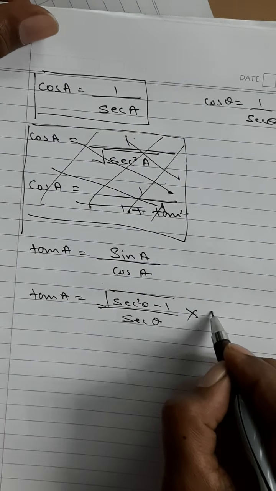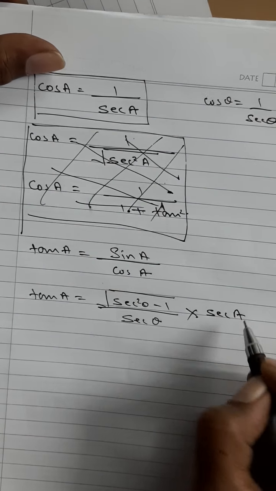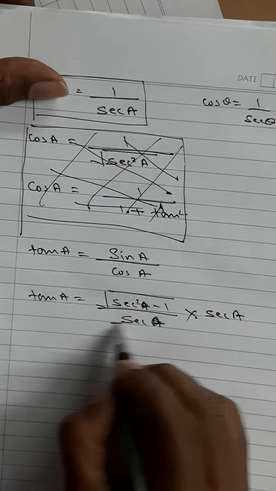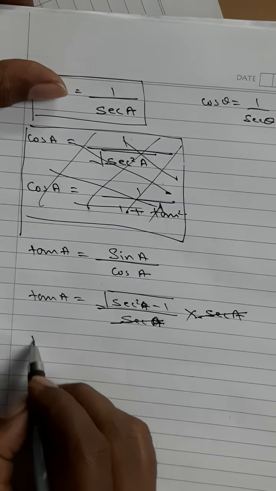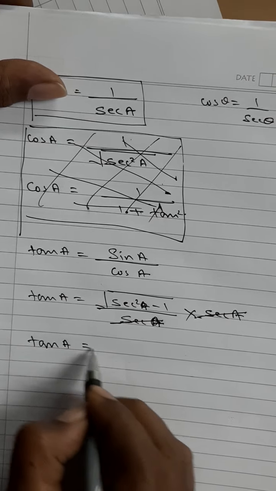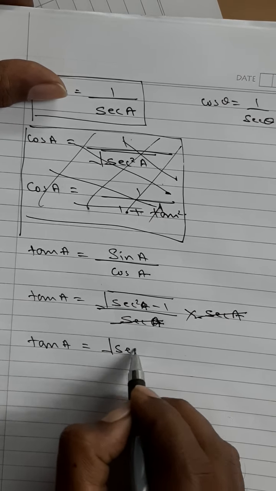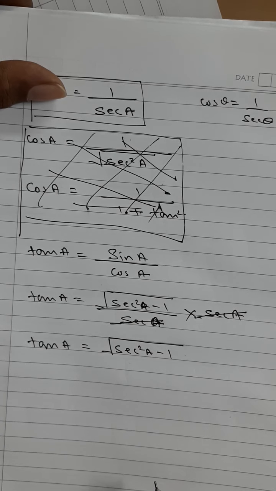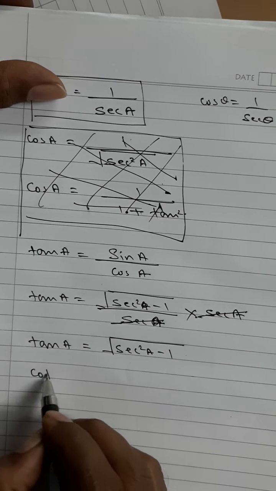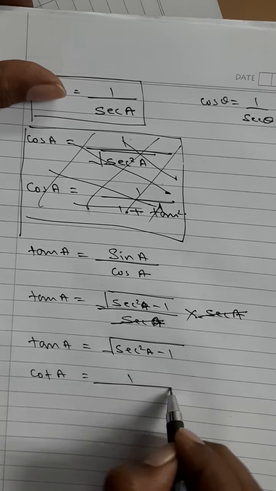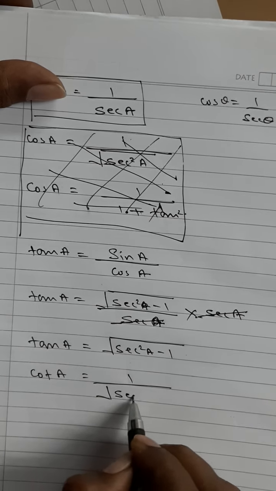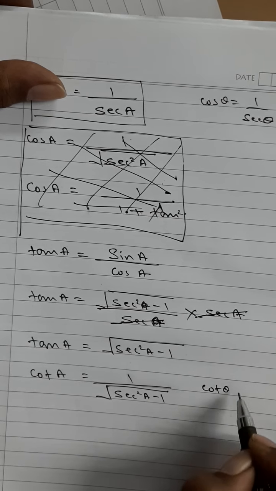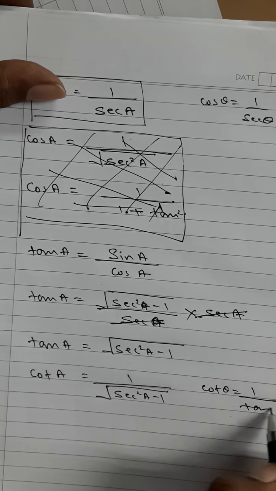Cos A will be, inverse of cos A will be sec A. Fine. Now this sec A will go. What I will get is only tan A is equal to sec square A minus 1. That is all. And then I can write cot A is 1 upon sec square A minus 1, since cot theta is equal to 1 upon tan theta.